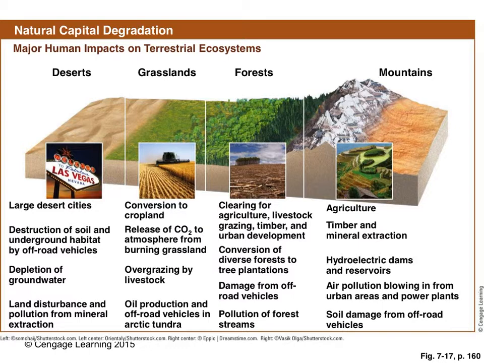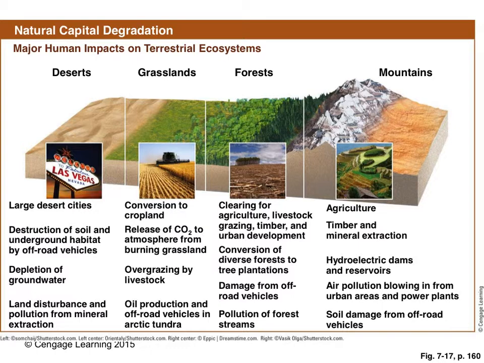The problem is we need to add a lot of nutrients to bring it up to speed to grow the plants that we need. It releases CO2 to the atmosphere from the burning of grasslands too. Overgrazing by livestock: if we overgraze too much, we get desertification because we lose the vegetation and it kind of turns into a desert. Oil production and off-road vehicles also affect the Arctic tundra.